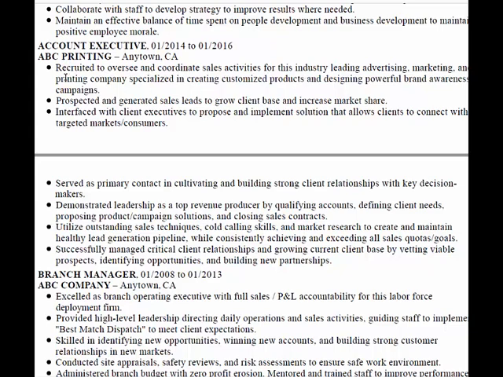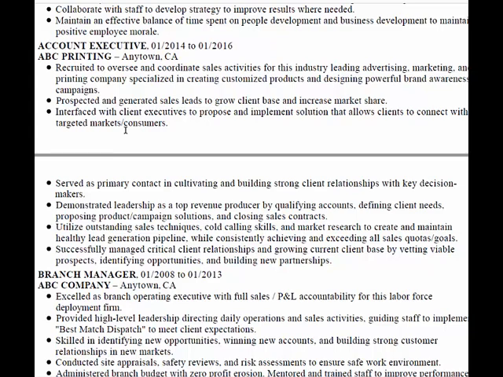It just goes into these bullet points: prospected and generated sales leads to grow client base and increase market share. That is a given. You are a sales rep. Do not put this stuff in your resume. Sales managers would chunk this resume in a heartbeat because all it does is describe what you do. People know as a sales rep what you do is you're supposed to sell product. If you sell product, you should have results on your resume, and there are no results in this resume.